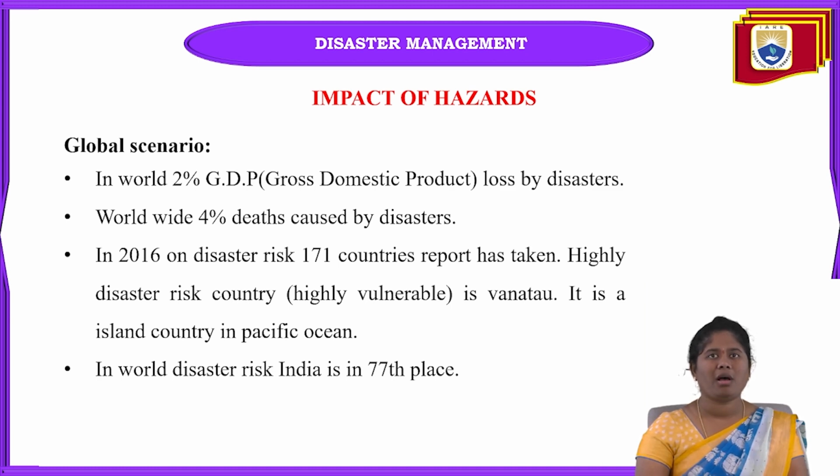When compared on disaster risk in 2016, after taking the report of 171 countries, the highest disaster risk country is Vanuatu. Vanuatu is an island in the Pacific Ocean, and here the overall disaster risk is very heavy compared with other countries. In this report of 171 countries, India is in 77th place, because our climatic conditions are somewhat better compared with Japan, Vanuatu, and some other countries.